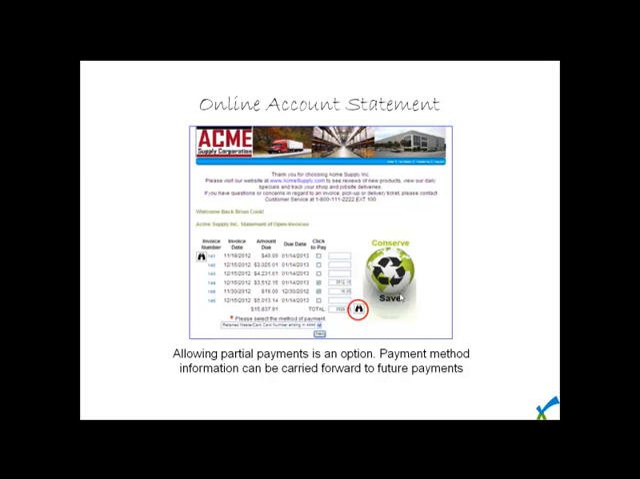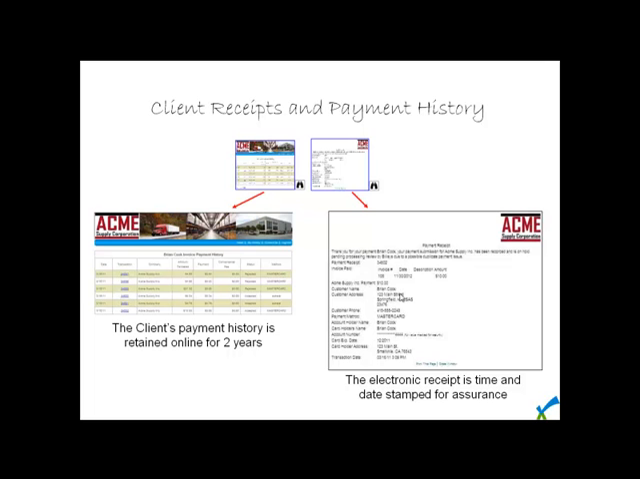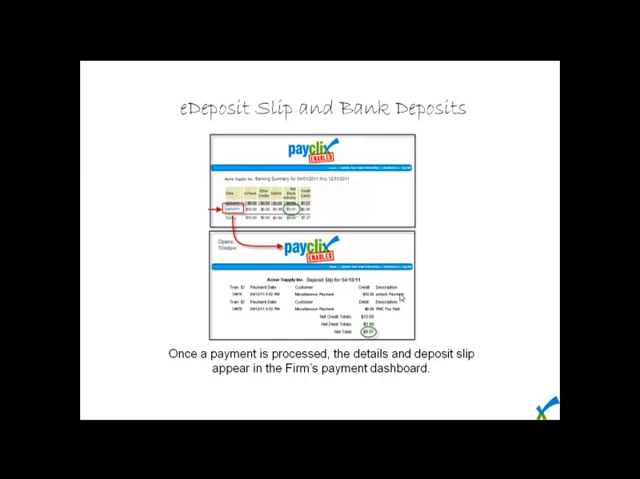One of the neat features of PayClicks is that you can permit partial payments to be made. The payment method used to pay the invoice can also be saved so that future payments using the same method can be made with a single click. PayClicks also supports automatic payments and payment scheduling. When a payment is made, your client receives a time-stamped receipt and through their personal account dashboard, access to their payment page. You also receive an electronic deposit slip when the payment is deposited to your bank account.